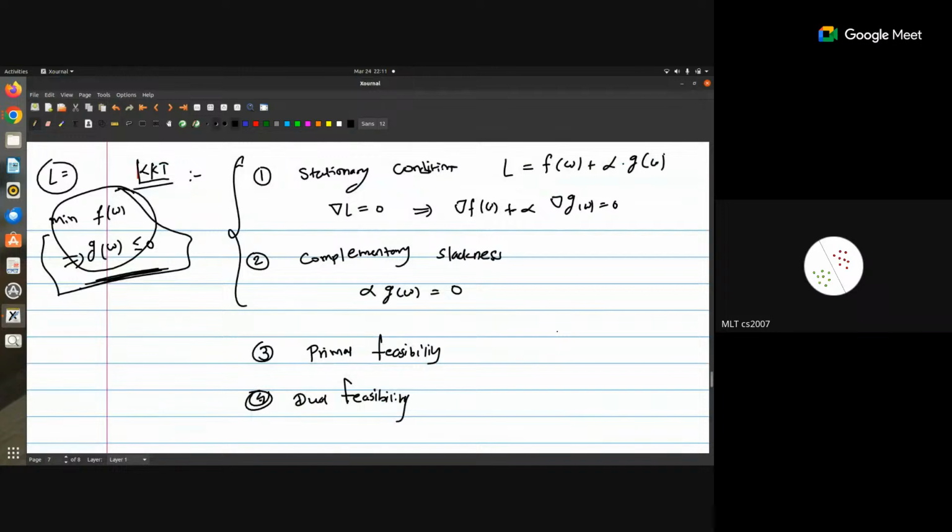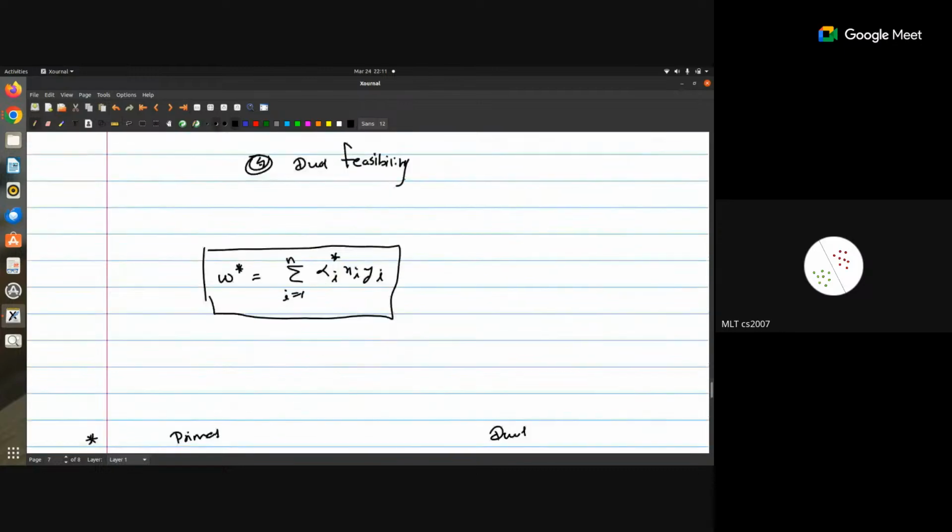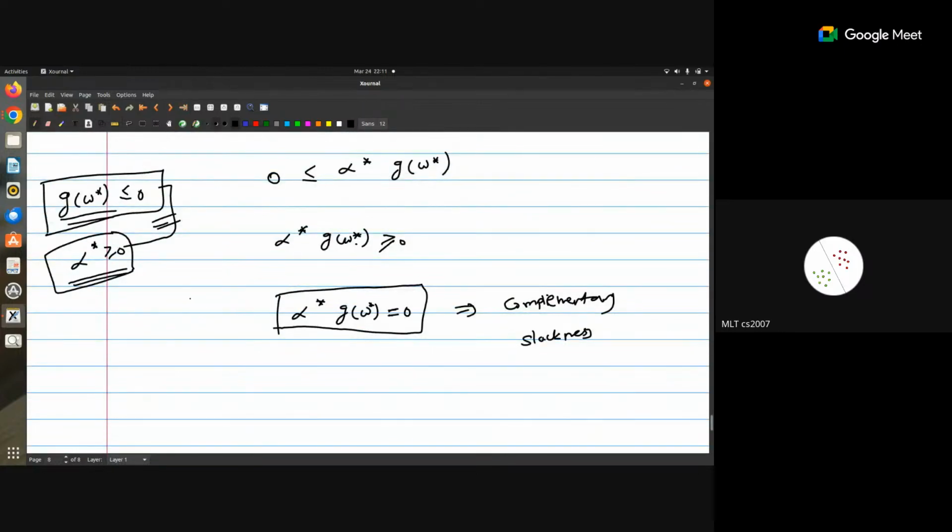In KKT conditions, we should have this kind of constraint. And why this comes up, we have shown here: in this problem, it is not possible that alpha star into g of w star will be greater than 0, because I know for sure that g of w star is less than or equal to 0. So the only possible condition is when g of w star is equal to 0 or alpha star is equal to 0. Equality is possible, but strictly greater is not, right? I hope you understand the argument here.